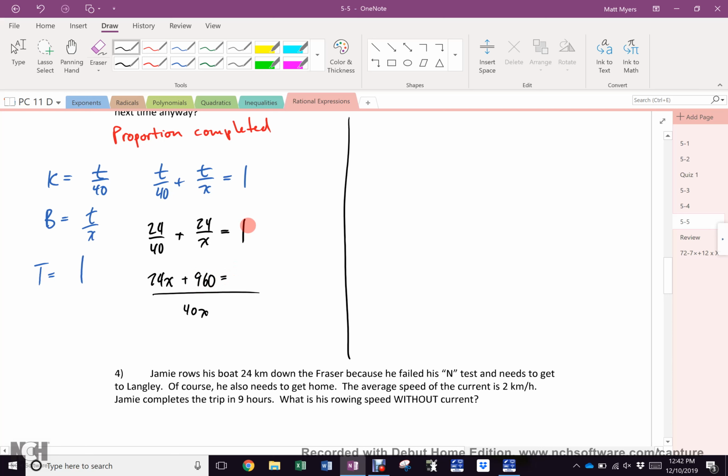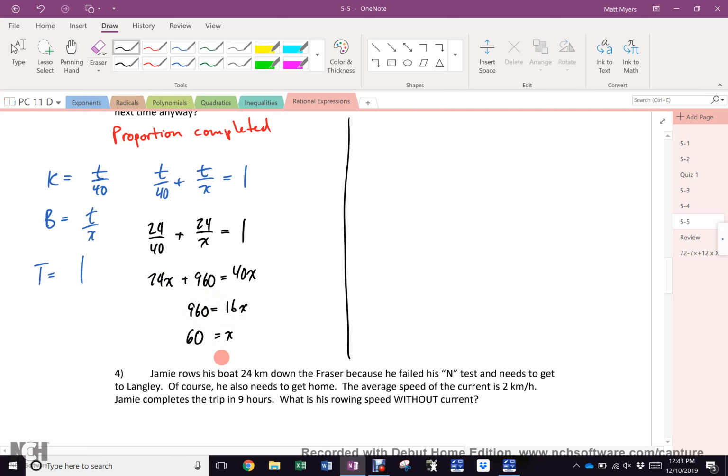What does this guy need? 40x. Is everything over a common denominator? Do we care about the common denominator anymore? Nope. How do I solve that? 24x and 960? What do I do? Isolate x. So what should move? Right. 960 equals 16x. What does x equal? 60. How long is it going to take him to do it by himself?